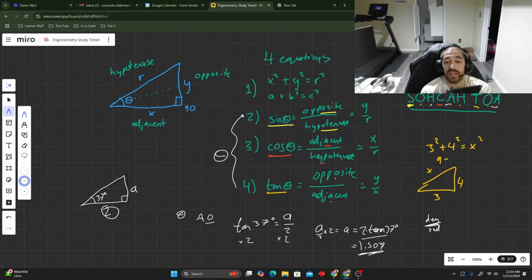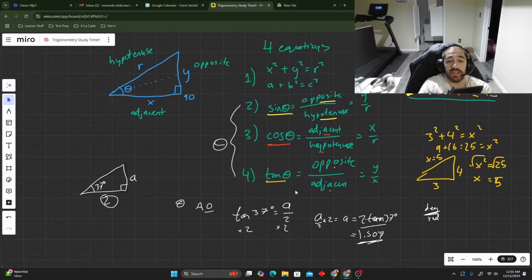Okay, 3 times 3 is 9. Then you do 4 squared. 4 times 4 is 16. You add those together, you get 25. This is equal to x squared. The next part is you're solving for x by taking the square root of x squared, and you get x. The square root of 25 is 5. That means this x is equal to 5. So you see, we were able to find the relationship between those sides.